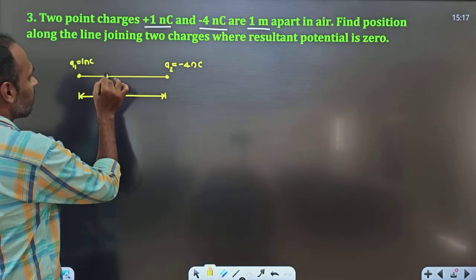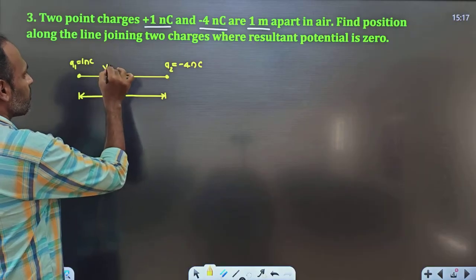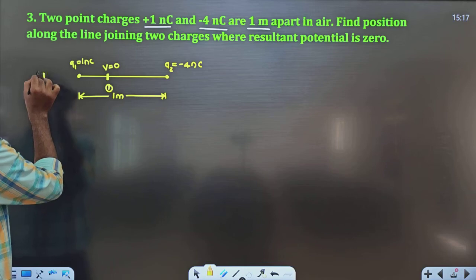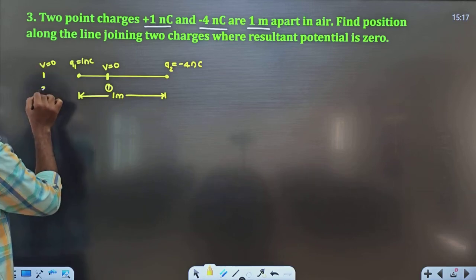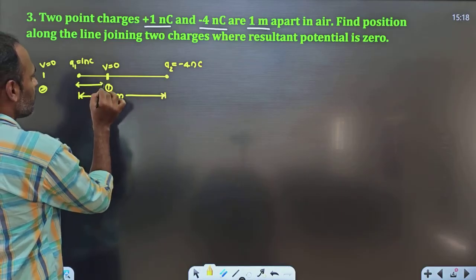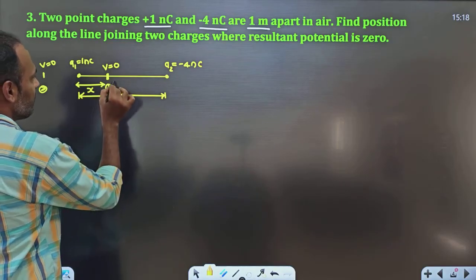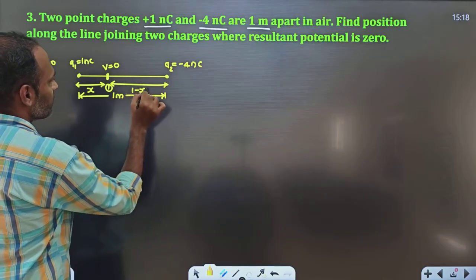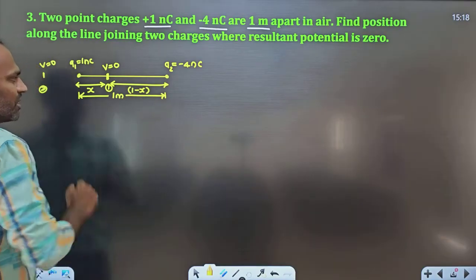So taking this as the first point, let me say this is the point where the potential is 0. This is the first point. And let me say this is the point where again the potential is 0. I will call this the second point. Okay, let me take the distance of this first point from the first charge as x. If this is x, the distance of the second charge from that point is 1 minus x, right? Because the total distance is 1 meter.